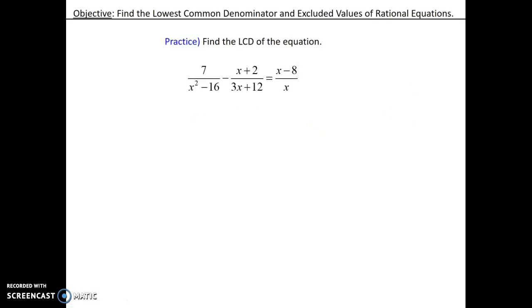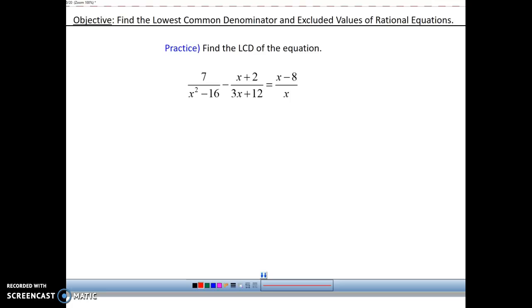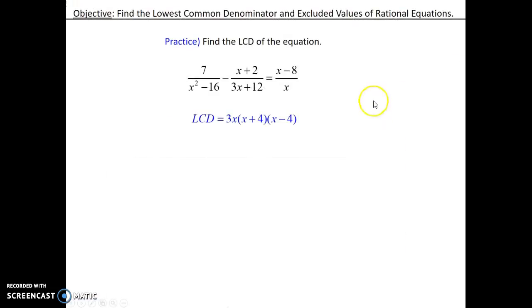Here's another practice problem. You guys can pause the video to practice this on your own. Okay, and here's the answer if you practiced it. The answer is supposed to be 3x, x plus 4, x minus 4. So you can see x squared minus 16 was a difference of 2 squares. That's where this x plus 4, x minus 4 comes from. And then the second denominator has a 3 in common, so you can take out a 3, and then you'd be left with x plus 4. And then I have my x out here, so that's where this x comes from.